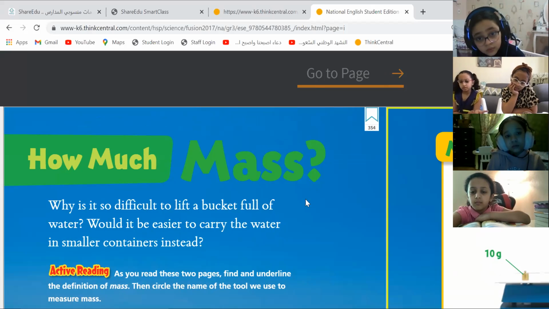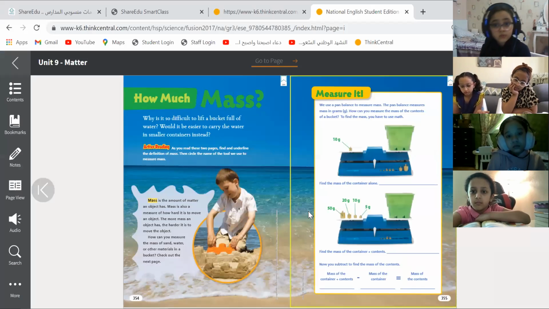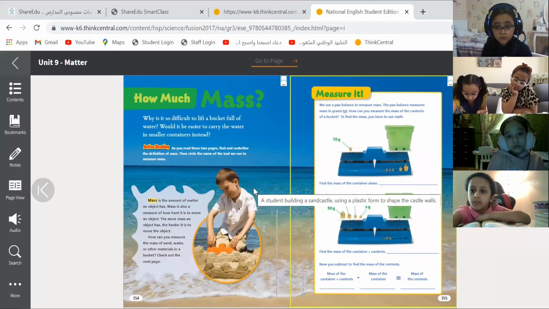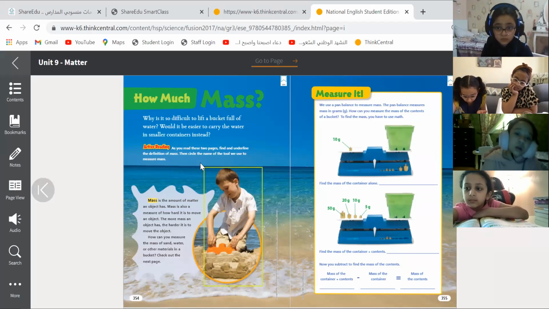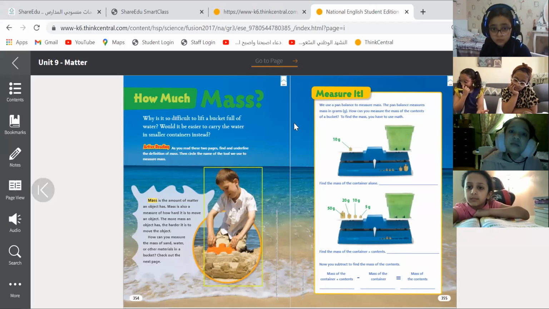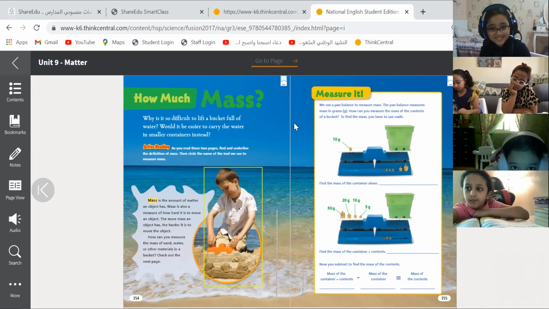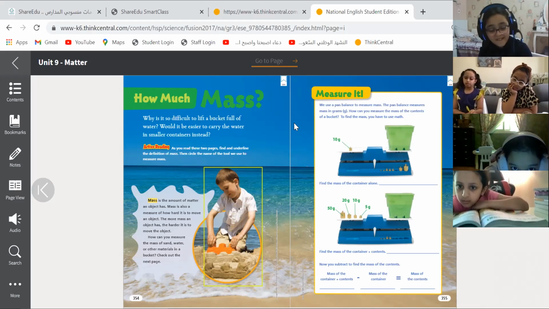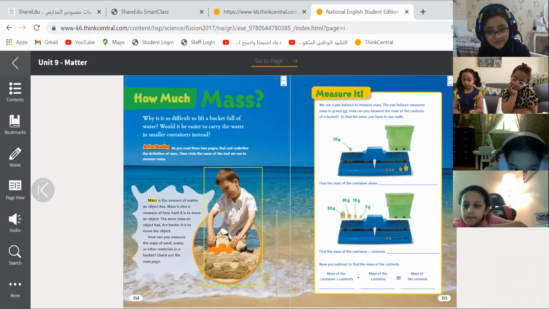We talked about mass. Remember, anything that takes up space and has a mass, what do we call it, Yadana? We call it matter. Excellent, very good. So mass is the amount of matter in an object. What do we call it? Mass. Excellent, Maria.